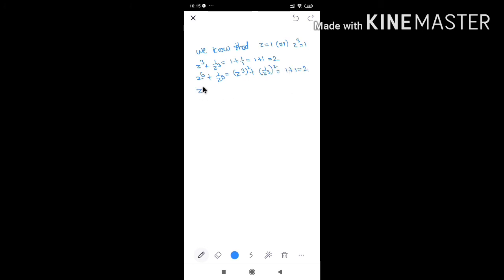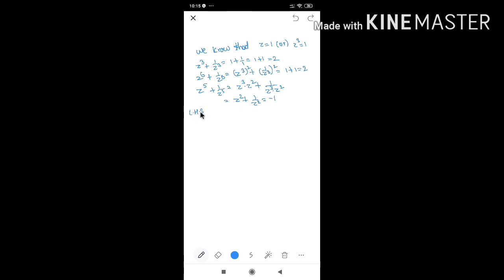One more value left, z power 5 plus 1 by z power 5. Z power 5 can be written as z cube into z square plus again 1 by z cube into z square. Z cube value is 1, so z square, again z cube value 1, z square, that is nothing but minus 1. So we have each and every value of LHS.